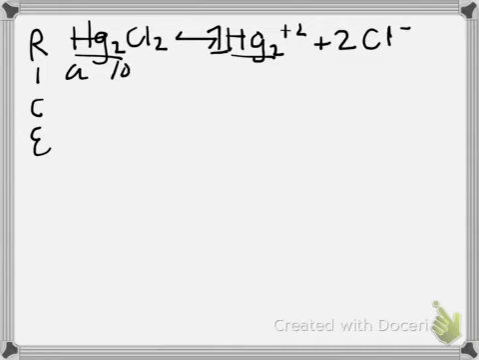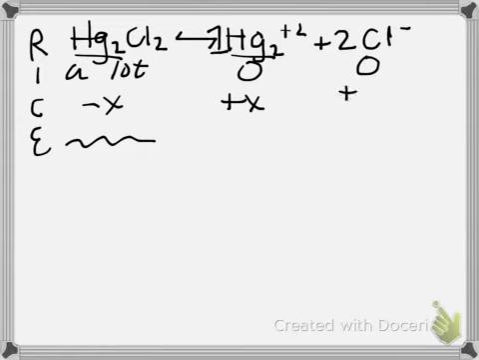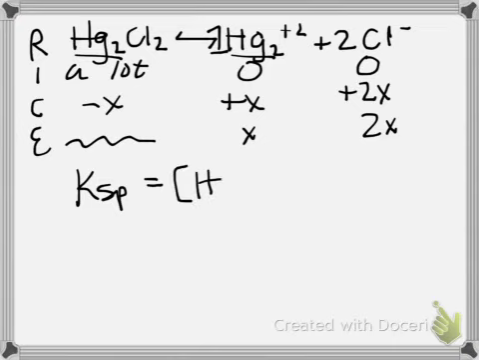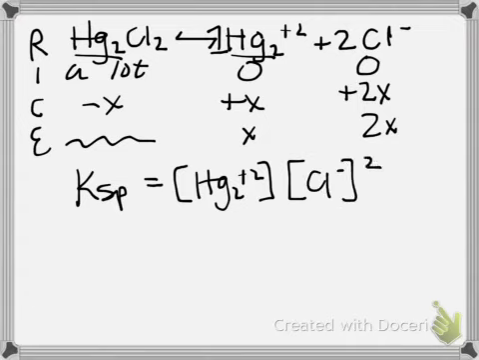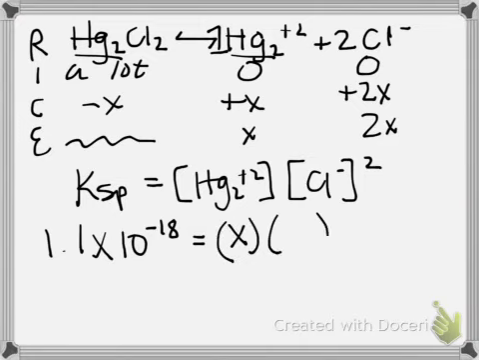Okay, the minus x isn't going to matter. They start at 0 because it's not a common ion problem. This is going to be plus 1x, and this is going to be plus 2x. So x and 2x. From here out, it's very similar to the previous problem. We just have different numbers. So KSP will be the mercury with no exponent, times the chloride squared. So we plug in what we know. KSP is 1.1 times 10 to the negative 18 equals x for the mercury, 2x for the chloride, and make sure you square it.